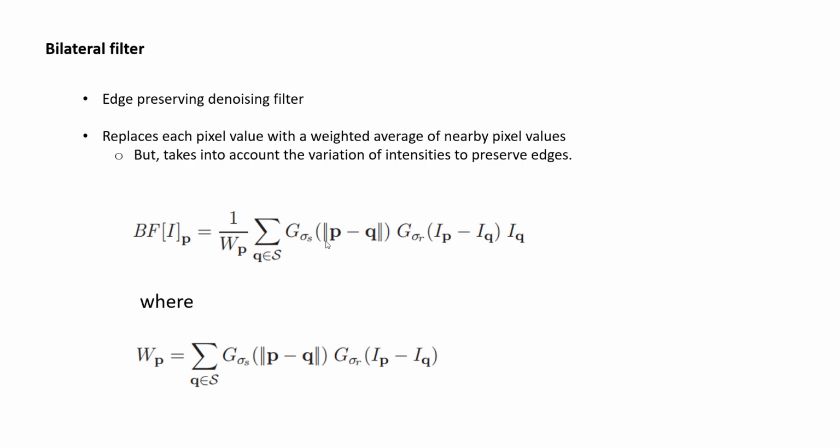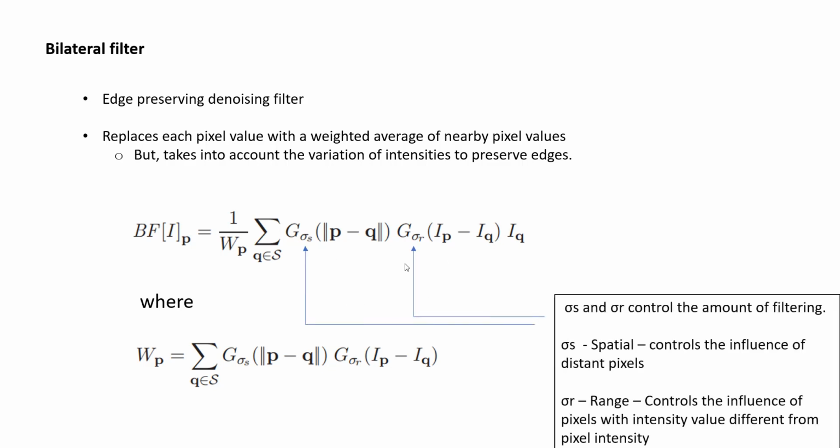So the first term here is the spatial term, and the second term here is the intensity term. So if you have a gray value, that's the gray value term. If it is a color pixel, then that's the color value at that pixel location. Okay, so that's pretty much it.